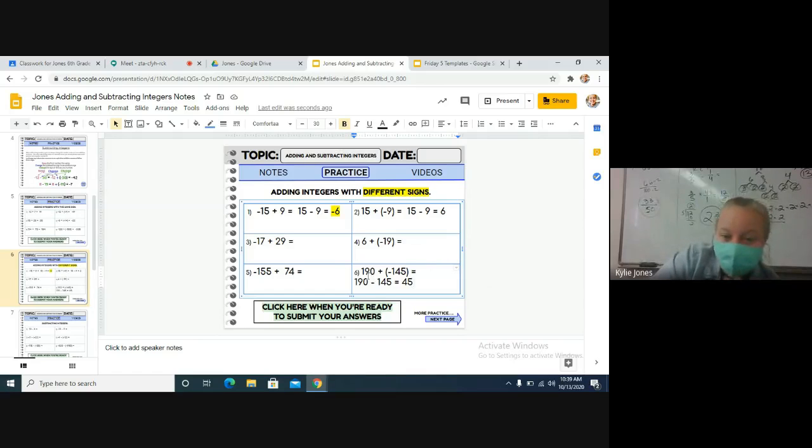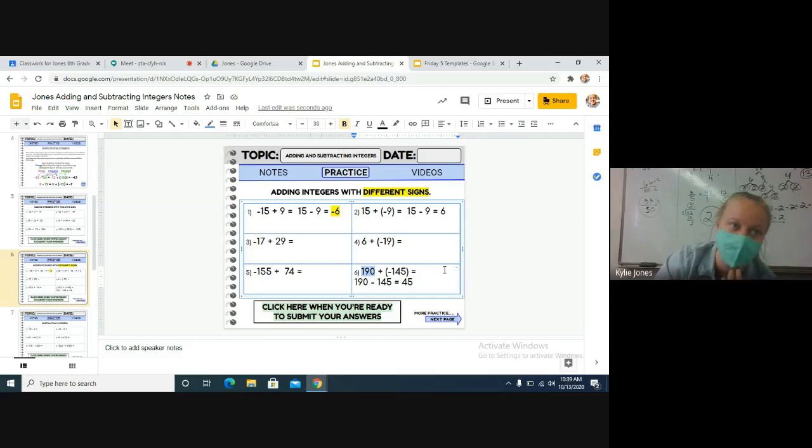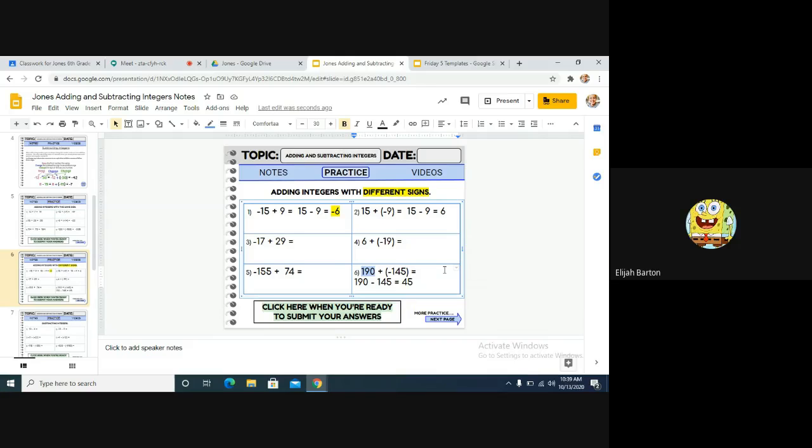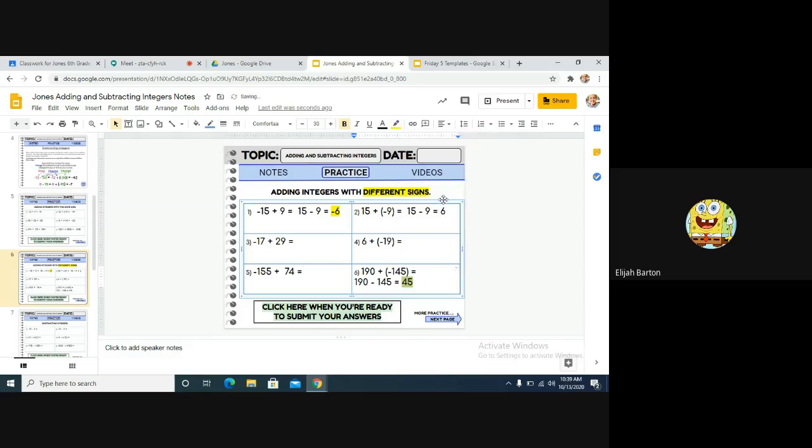And then we need to decide if our 45 is positive or negative. So we look at our 190. Was 190 positive? It's helpful if you write it all out. I like to write it all out. Is 190 positive or negative? Positive. So it means our answer is positive. 45 is. Good.